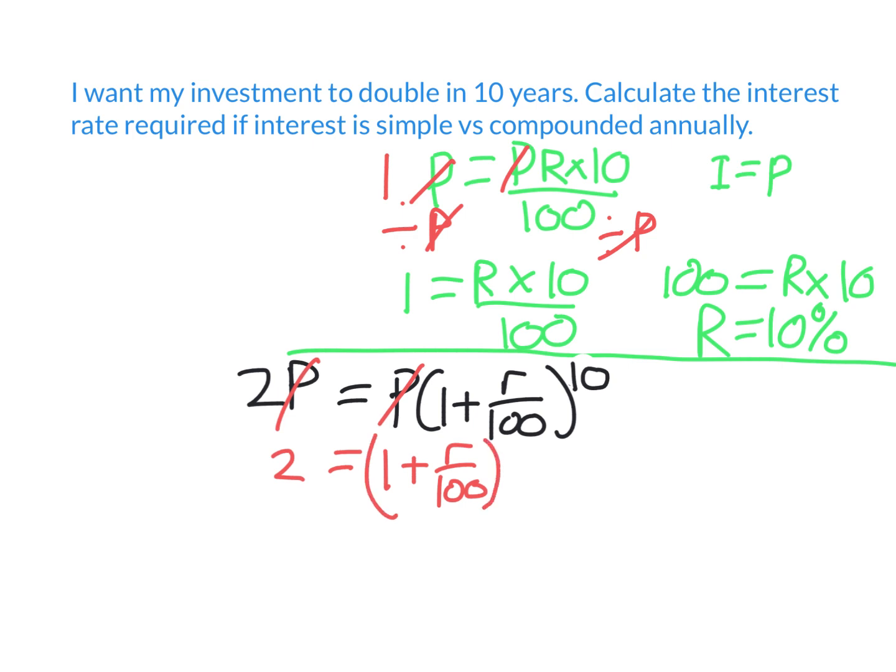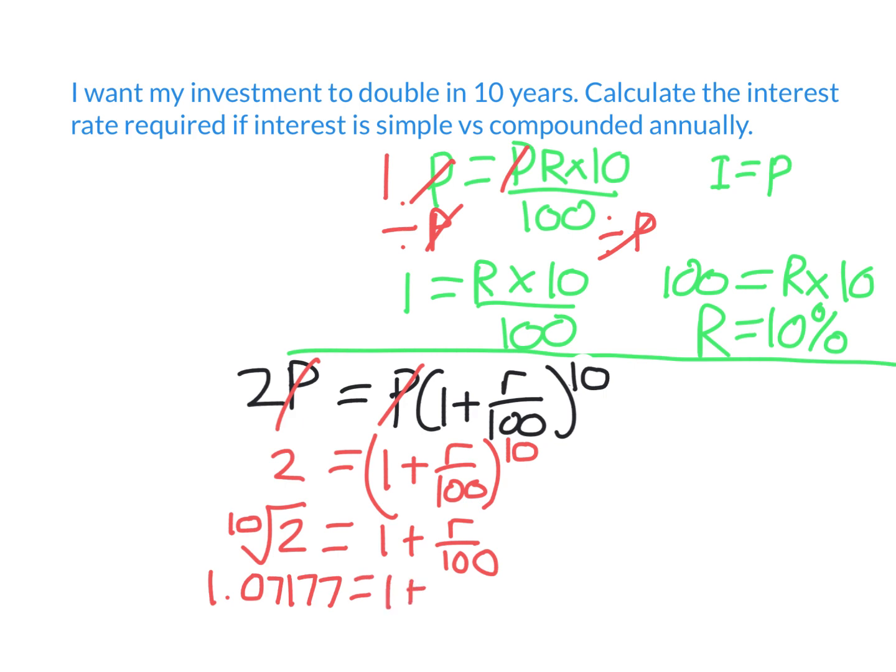Now this is a tricky equation to solve for R. What we need to do now is undo to the power of 10. To do that, you actually take the 10th root of both sides. So the 10th root of 2 equals 1 plus R over 100. So putting the 10th root of 2 into my calculator, I get about 1.07177. I want to use a lot of decimal points here because I'm going to use this number in the next step of the calculation.